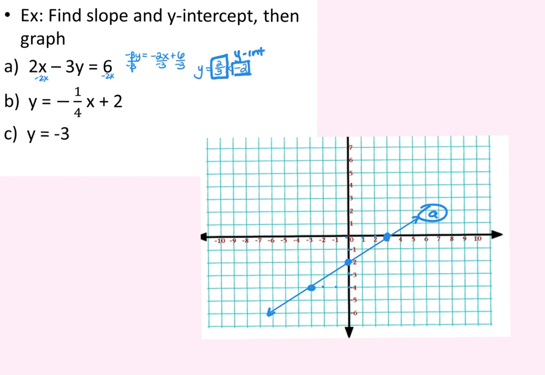B is already in slope-intercept form. So, sorry, I didn't label this before. That would be your slope. So the negative 1/4 is your slope. And the b is 2. So your y-intercept is actually 0, 2. I'd go to the y-axis, plot 2, and then negative 1/4 is down 1, and 1, 2, 3, 4 to the right 4. If you reverse it, it's up 1 and to the left 4.